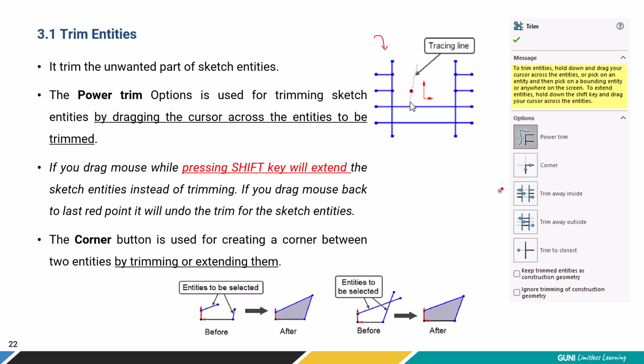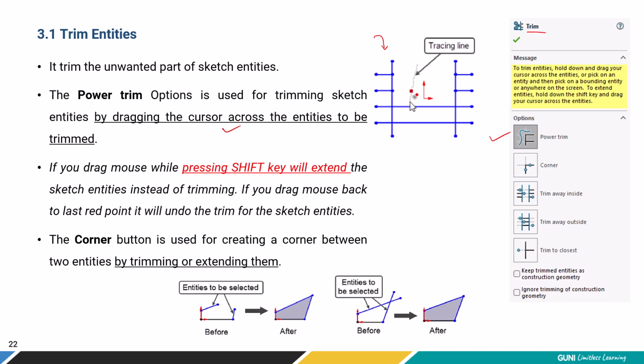Now we have various options under the trim command. The first, by default, is power trim. Second is corner. Third is trim away inside, fourth is trim away outside, and last is trim to closest. Power trim is basically when you invoke the trim command, all you have to do is press the left click of a mouse button and then move across the sketch which you want to trim. The power trim option is useful for trimming sketch entities by dragging the cursor across the entities.